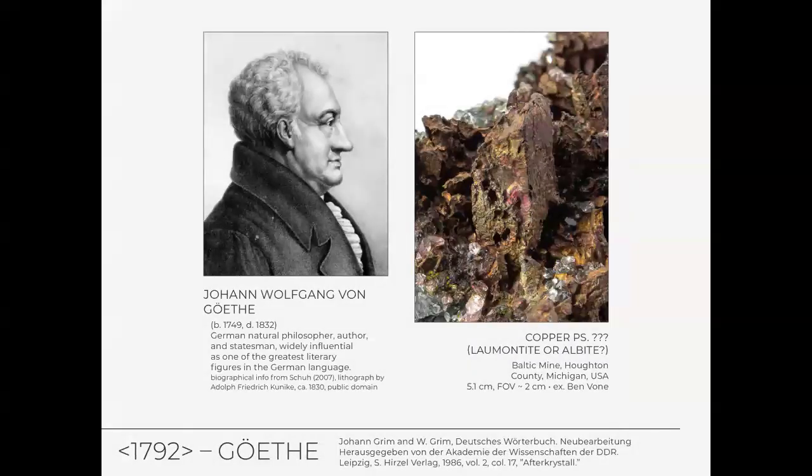Now, there's also a citation given by Henning in 1949 and repeated by Shu that suggests that Goethe coined the term after crystal in 1792. Goethe's problem is exactly the opposite of Werner. He can't stop writing. Goethe was so prolific that his work was used to compile one of the major German dictionaries.